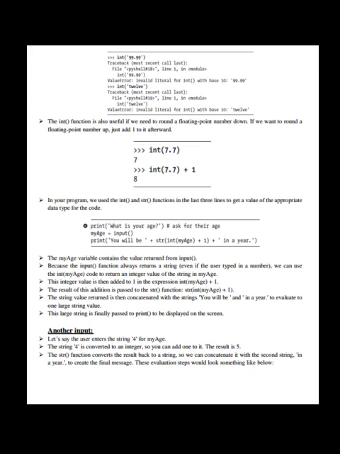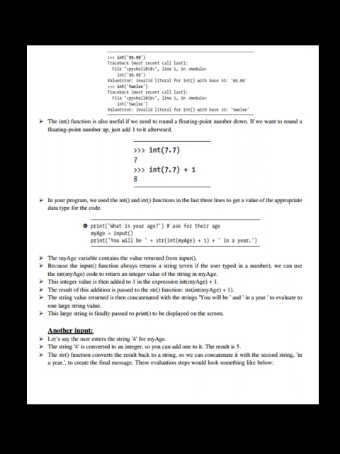We can use the int(myAge) code to return an integer value of the string in myAge. This integer value is then added to 1 in the expression int(myAge) + 1. The result of this addition is passed to the str function: str(int(myAge) + 1). The str value returned is then concatenated with the strings 'You will be ' and ' in a year' to evaluate to one large string value. This large string is finally passed to print to be displayed on the screen.